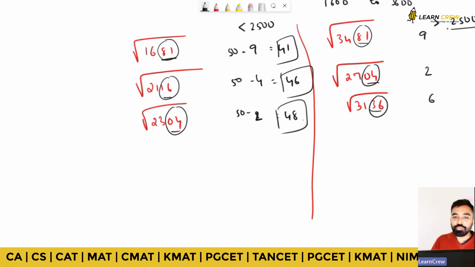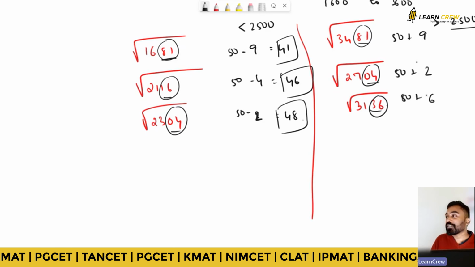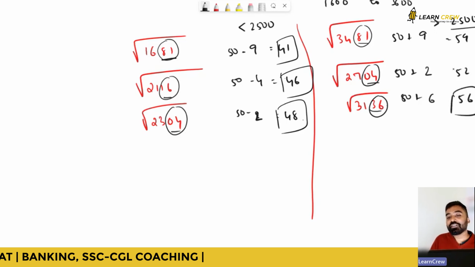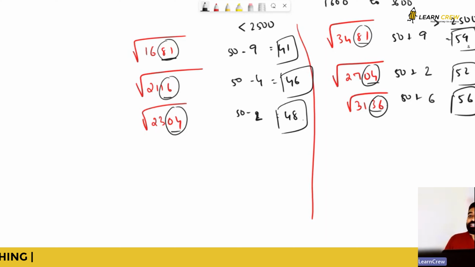Now here what are you going to do? You're going to add 50 to it. Add 52, add 52. This is going to be 59, 52, 56. These are your answers. Whenever a number is between 1600 and 3600. Okay. Now all understood here? Okay. So now whenever you're getting some numbers like this, from 8100 to 12,000.